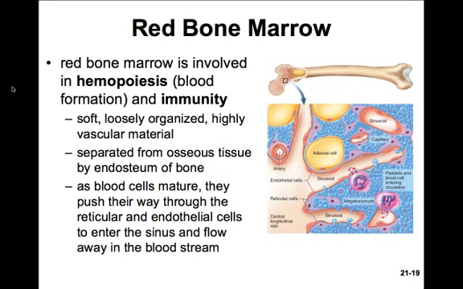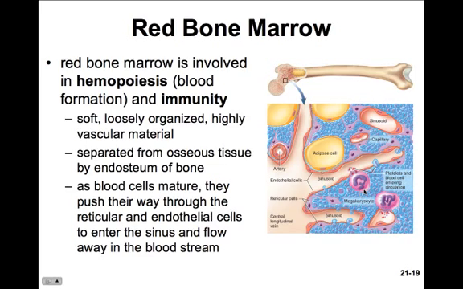So bone marrow is a soft, loosely organized, and highly vascular material. There's an image of it over here on the right. It's separated from osseous tissue by the endosteum of the bone. Blood moves into the bone marrow tissue through small arteries that come in through the nutrient foramina on the bone surface. And they'll penetrate the bone and empty into these large sinusoid spaces. Blood flows out of these sinusoid spaces in the same way that it came in, but in the veins.